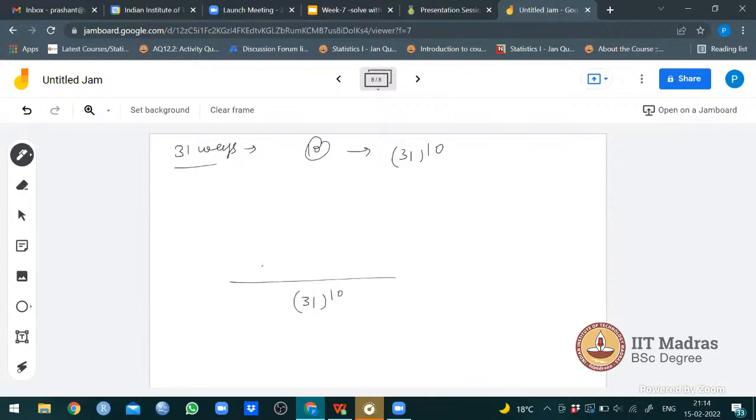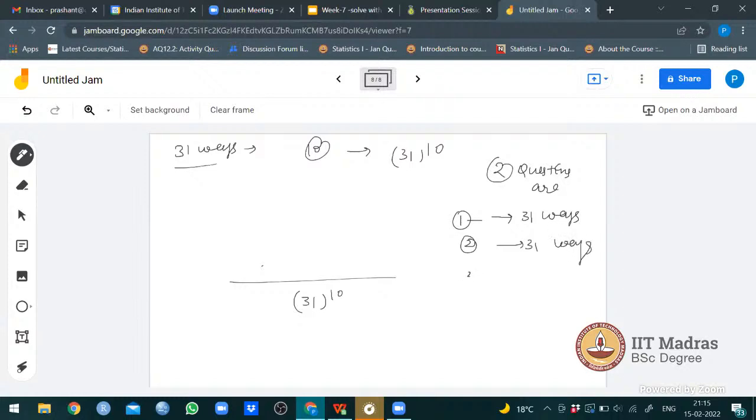Sir, 31 raised to 10 is confusing, because is it multiplication or addition? No, it's multiplication. For one question, there are 31 ways of answering it. For the second question, again it will be 31 ways.